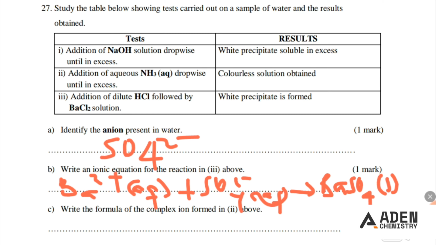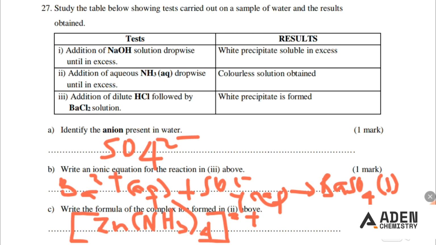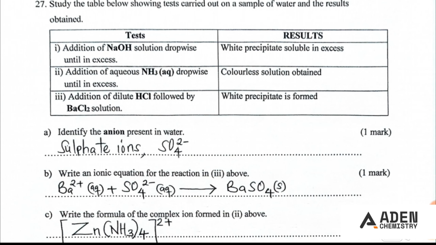So part C, we are told write the formula of the complex ion formed in Roman 2 above. So in Roman 2, we are having addition of aqueous ammonia dropwise until in excess, and we are having a colorless solution obtained, and this was due to the formation of the complex ion called tetraamine zinc 2 ions. So how are we going to write tetraamine zinc 2 ions? We are going to write it like this. We are having zinc in bracket ammonia 4, then we close bracket. We are going to have 2 plus there. So these are the answers for question number 27, part A, part B, and also part C.